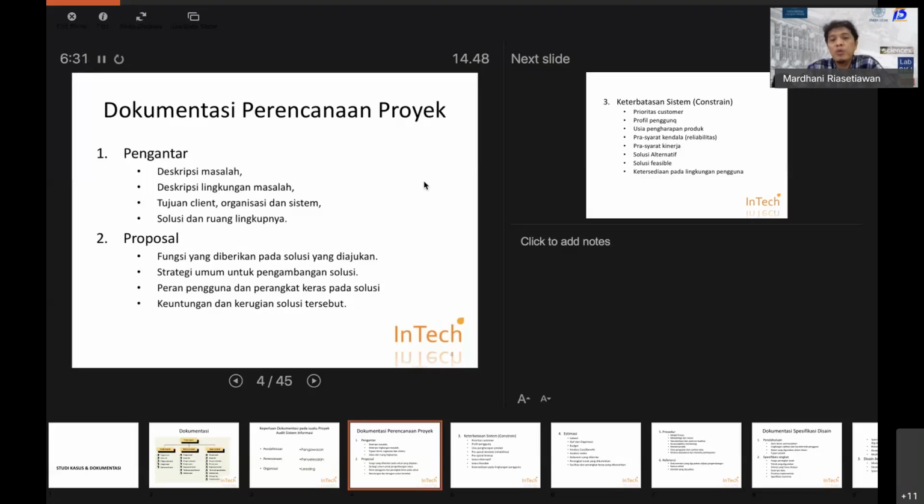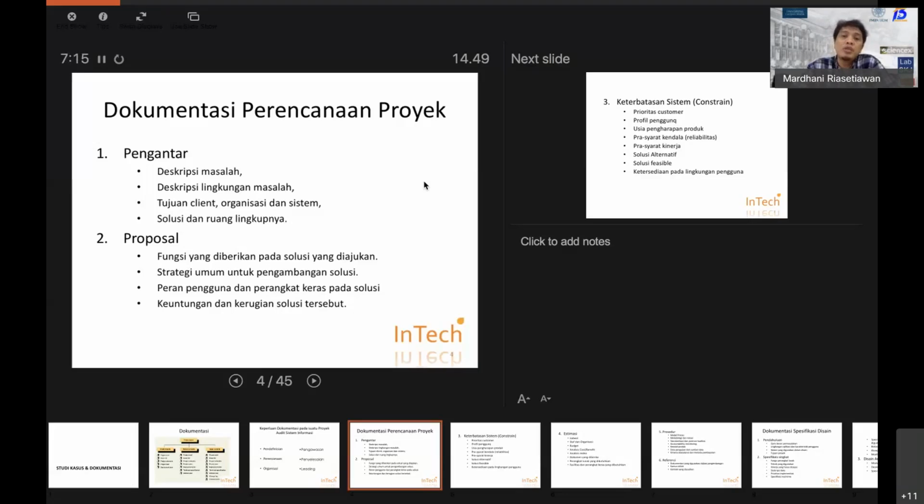And then what is your general strategy to build that solution? Maybe you will build it with your own team, or maybe you will go to a third party, or maybe you will buy a solution that exists in the market, for example. And then you need to define what the user's role is in the solution. The user will be the user, or the user will be the facilitator or something else. And then you need to be clear about the advantages and disadvantages of your solution, especially when you propose a new solution to solve some problem at that time.